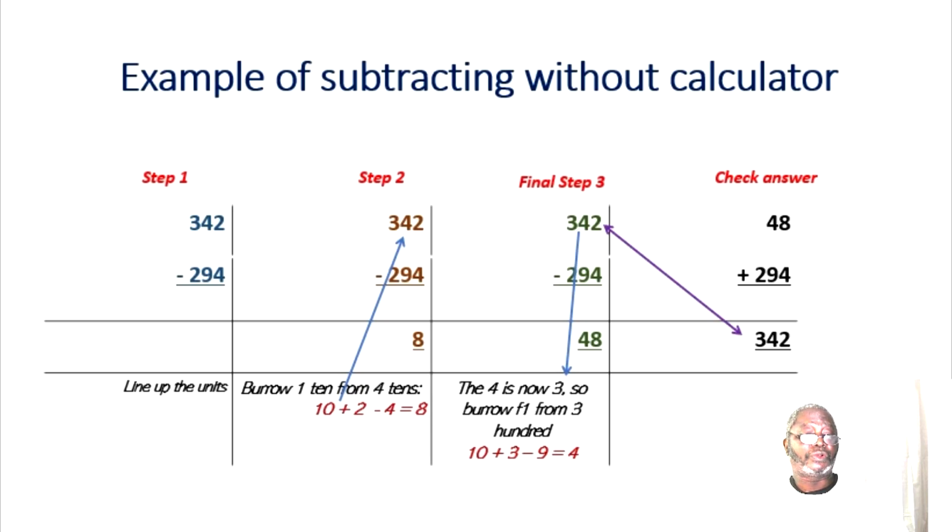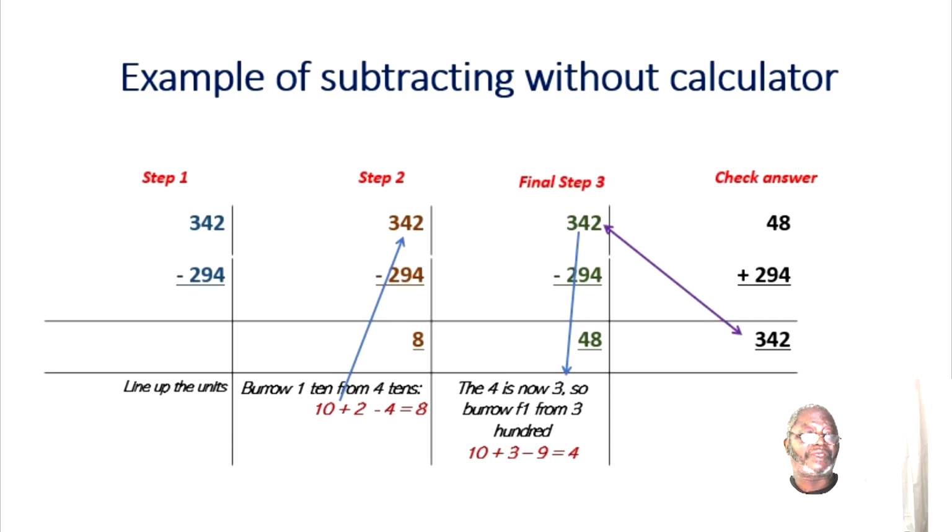You have to take 294 from 342. In other words, 342 minus 294. Note that if you look at the individual digits, under the unit column, you have to take 4 from 2, 2 minus 4. Likewise, under the tens column, you have to take 9 from 4, or 4 minus 9. So how do you do that?